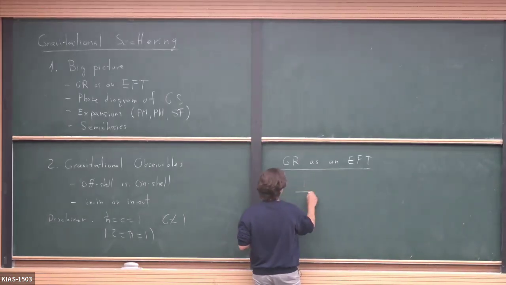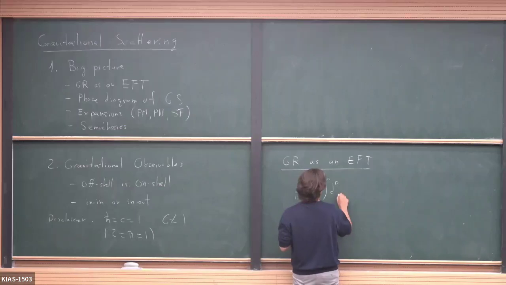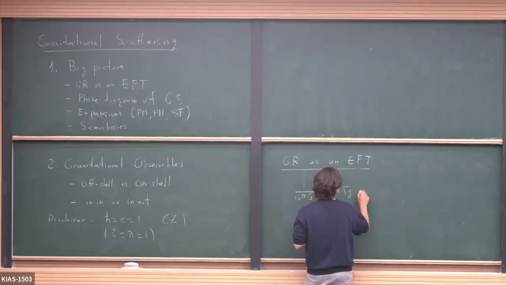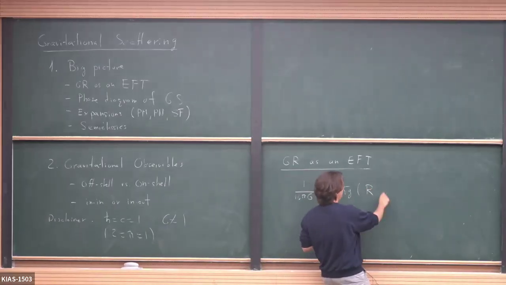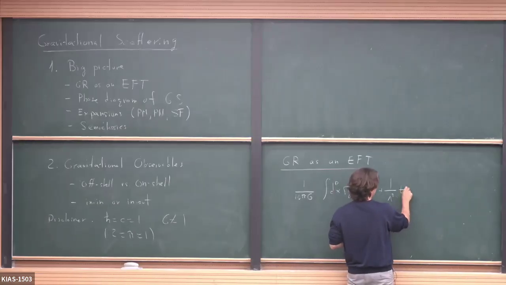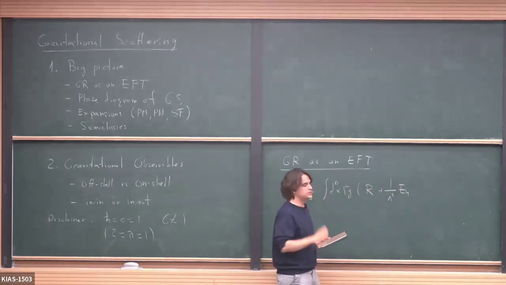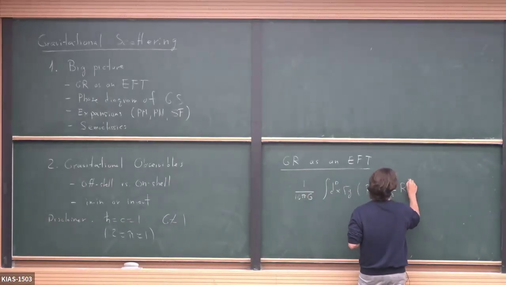Okay, so we're going to start with just the usual Einstein-Hilbert Lagrangian. So we have something like this. But as an EFT, we're able to add any number of higher derivative corrections. So for instance, at curvature squared order, let me just write it as R squared.